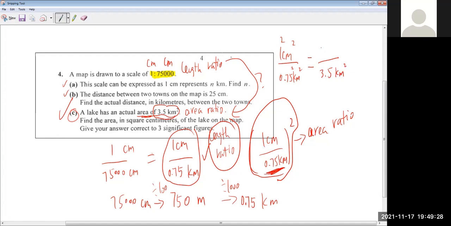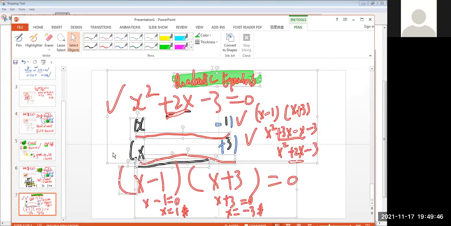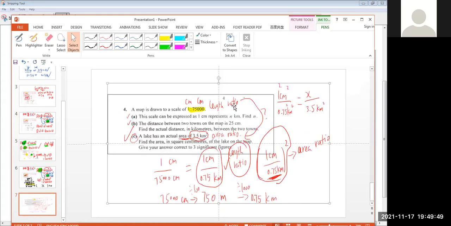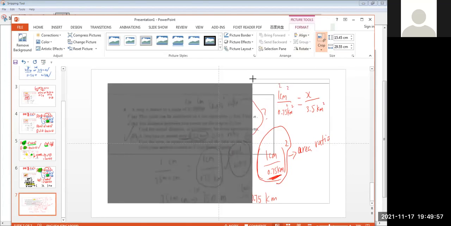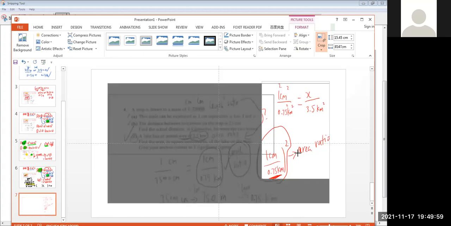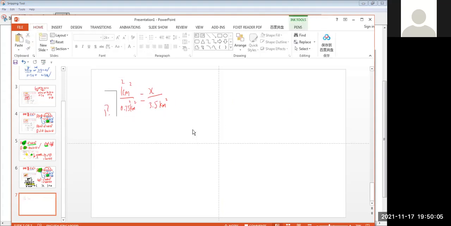Kilometer square. And then they ask you what is the map. So the map is X. So you can actually use your calculator. So let me just get this into a PowerPoint. Actually, this is a very common question also. So let me just focus on this part. Okay. For area, use area ratio. Area ratio is just you square the length ratio.